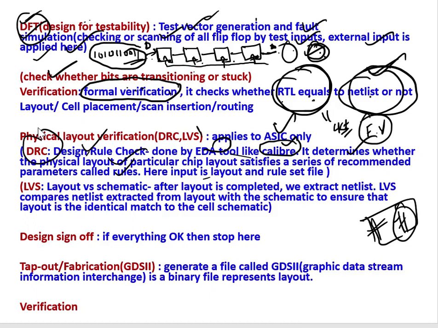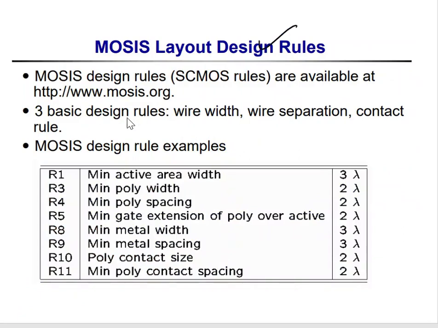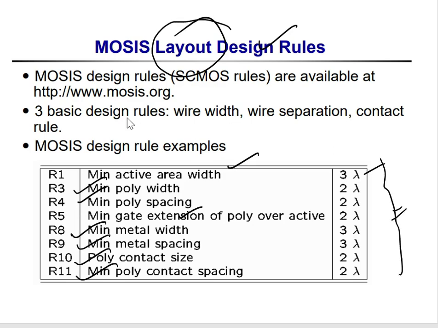Here, what we do in DRC is the input is the layout, whatever layout we have designed, and we give the set of rules. Let me show you what the rules can be. See, these are the layout design rules, like minimum active area width in lambda, then minimum poly width, spacing, minimum metal width, minimum metal spacing, poly contact size. These are the rules that should be taken care of while you are designing your layout. During the DRC, these rules are checked.